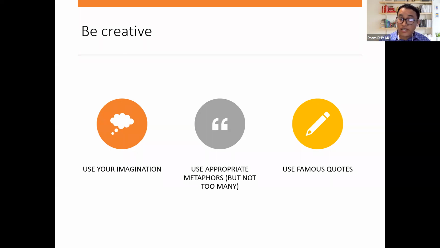And use appropriate metaphors. Sometimes they are very useful. If you are describing something, you can use a metaphor, right? You can use different kinds of metaphors related to animals, or related to objects, or anything, right? But not too many. If you are using too many metaphors, it may be boring. Sometimes you can also use famous quotes, for example, by different authors, from books, from articles that you are familiar with. It could be really useful as well.